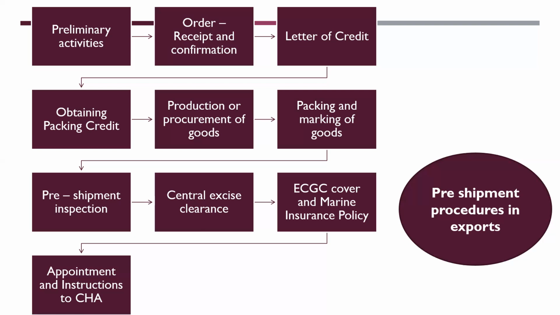Further, once things are checked and the goods are inspected, the next step is central excise clearance. So export goods are exempted from central excise. However, clearance has to be obtained from the excise authority. This can be obtained in two ways, that is export under rebate or export under bond.